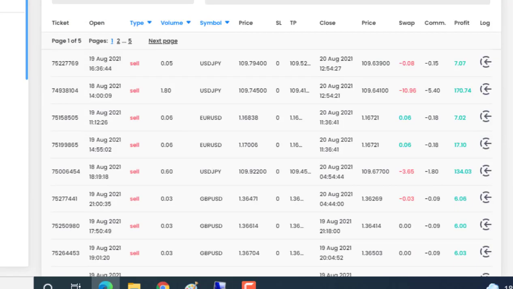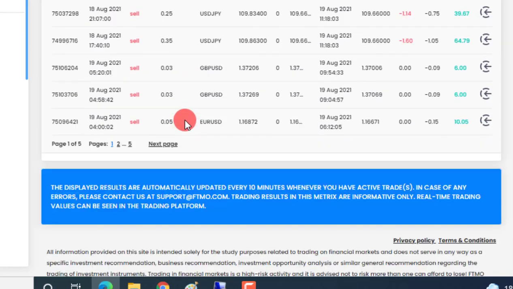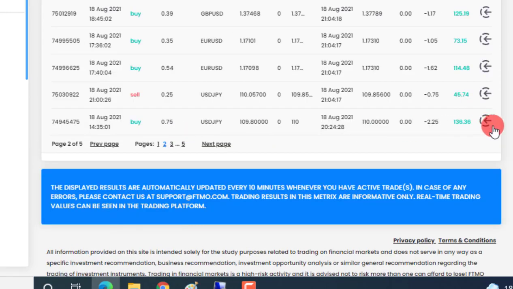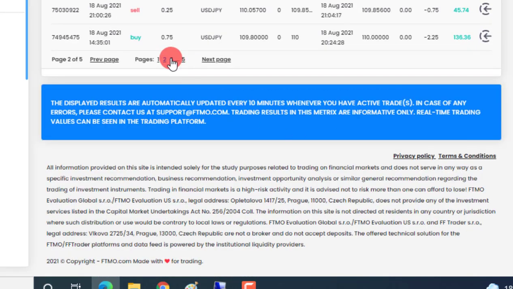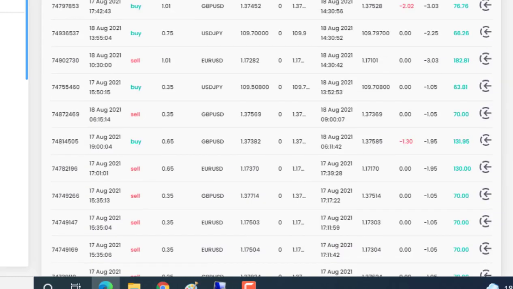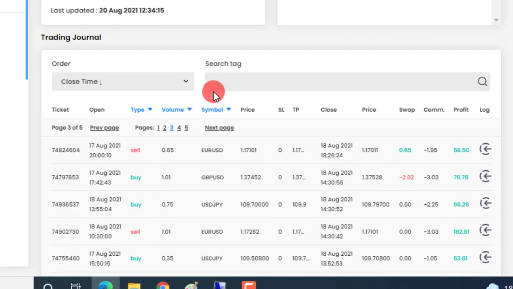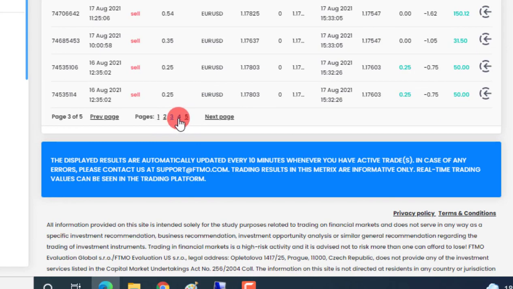So this is some of the trades, guys. The maximum lot size being used is 1.8. If I go back, I'm going to check the lot sizes. Yeah, super conservative, guys, super conservative, super gentle. That was the biggest one, 1.8.